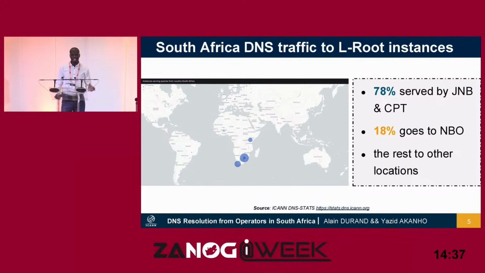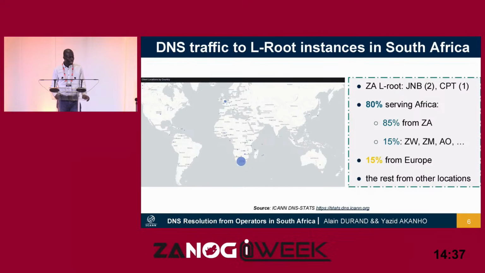So 78% of all the queries coming from South Africa to the L root are served by the 3 instances present in the country, 2 in Joburg and 1 in Cape Town. 80% go to the cluster, which is now deployed in Nairobi. It's been 3 or 4 years now that the cluster in Nairobi is operational. And the rest, less than 5%, I guess, is going to different other places.